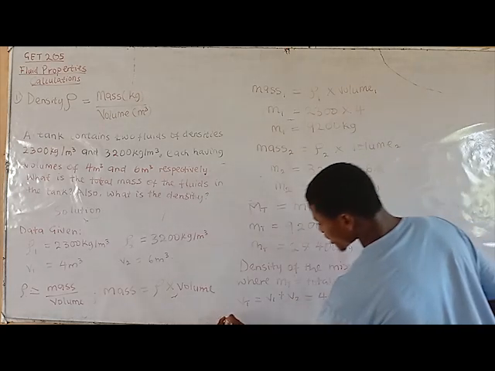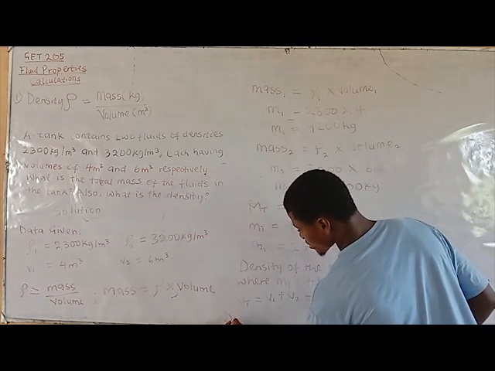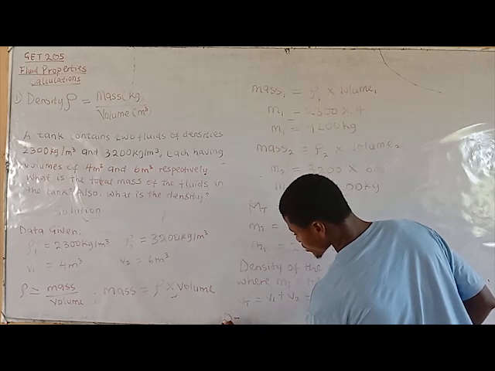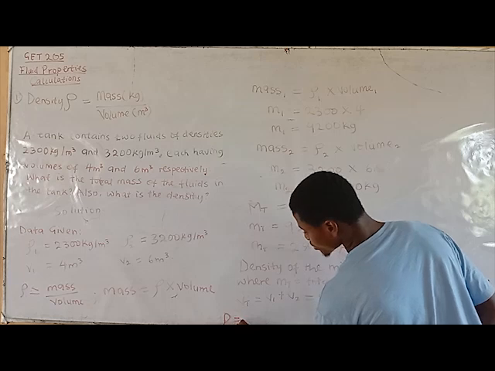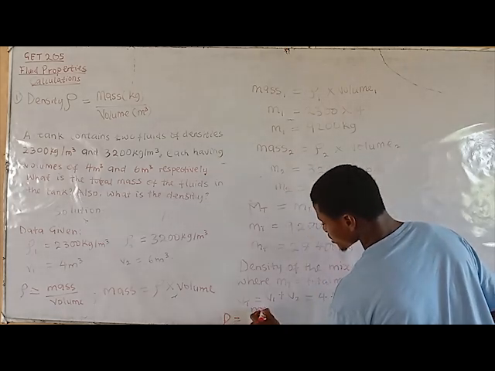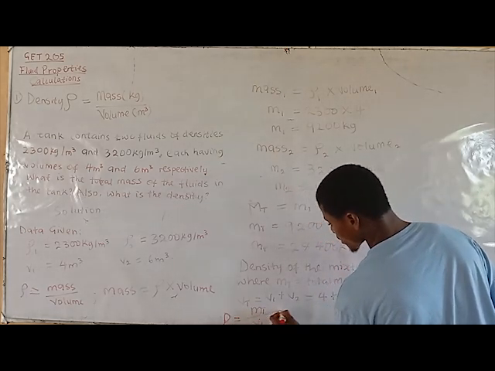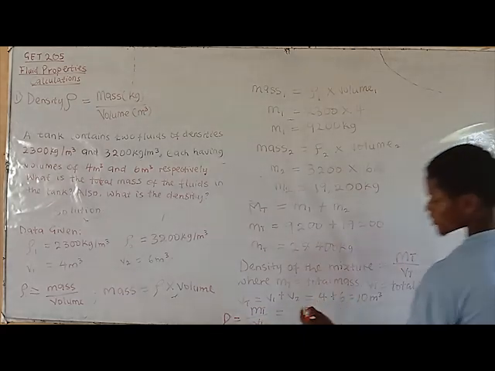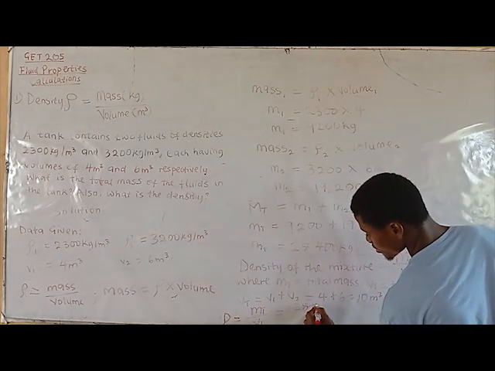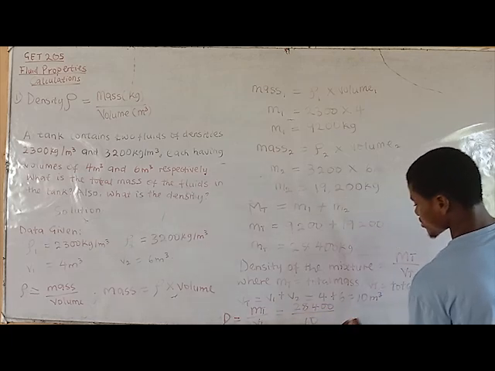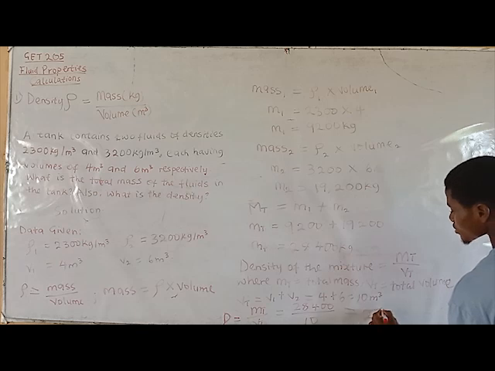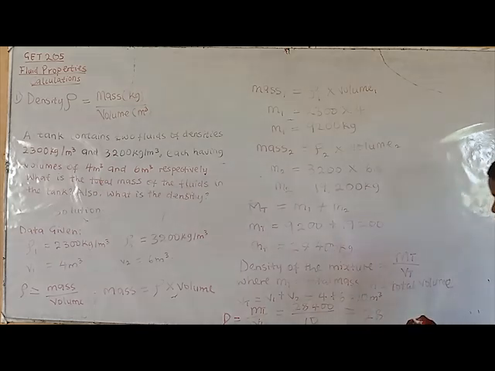So from that place, our density equals MT over VT, which is 28,400 divided by 10. That gives us 2,840 kilogram per meter cube.